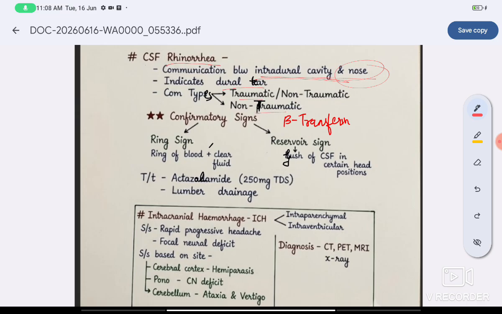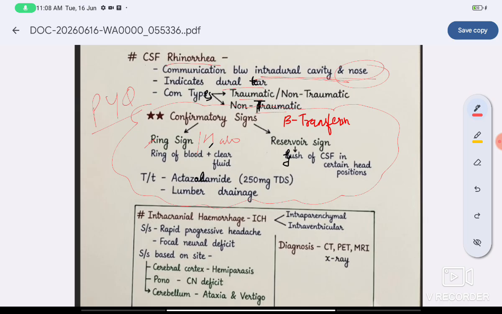Confirmatory signs, there are two things. First is the ring sign. This part is very important from your entrance point of view. So it is a PYQ. Firstly, we will see what the ring sign is. Ring sign is also known as the halo sign.